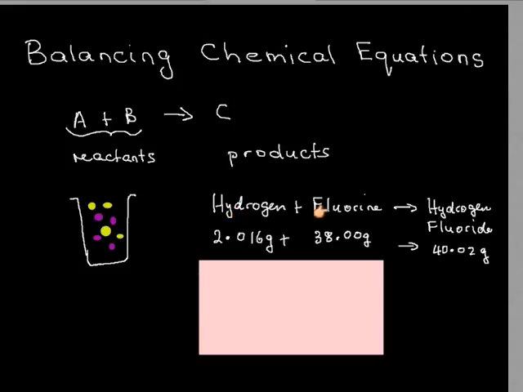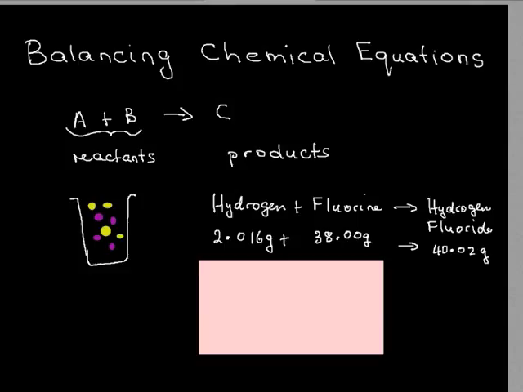Consider hydrogen reacting with fluorine to produce hydrogen fluoride. If all the gases were weighed, you will have 2.016 grams of hydrogen reacting with 38 grams of fluorine to produce 40.02 grams of hydrogen fluoride. This information tells us that the mass is conserved, which is one of the laws of nature.